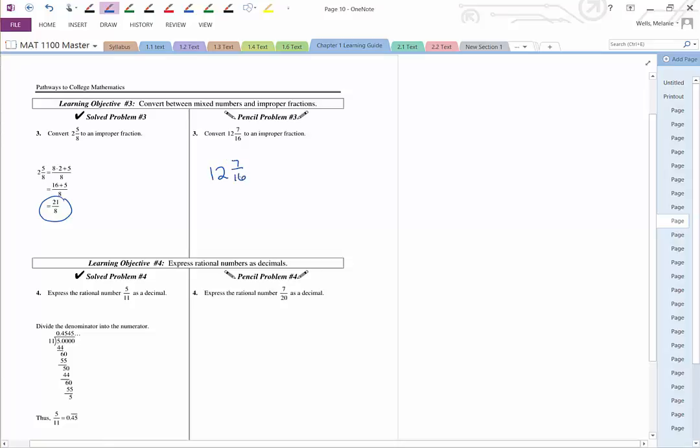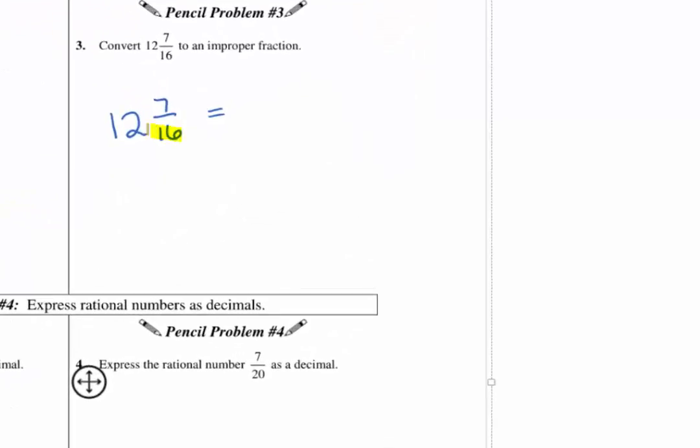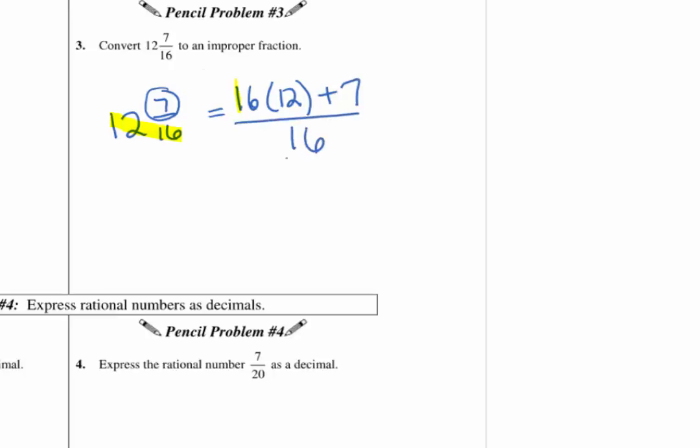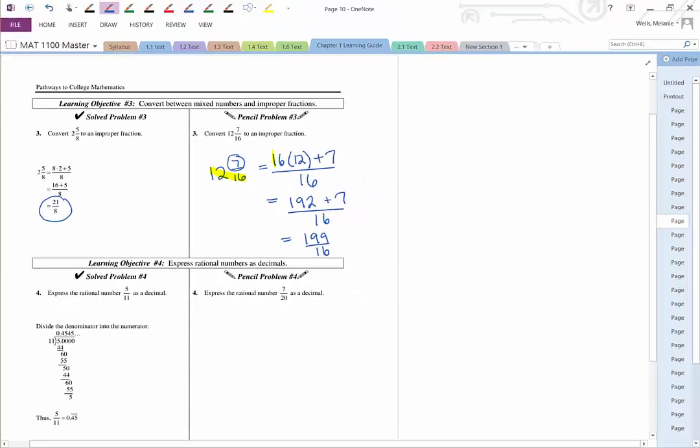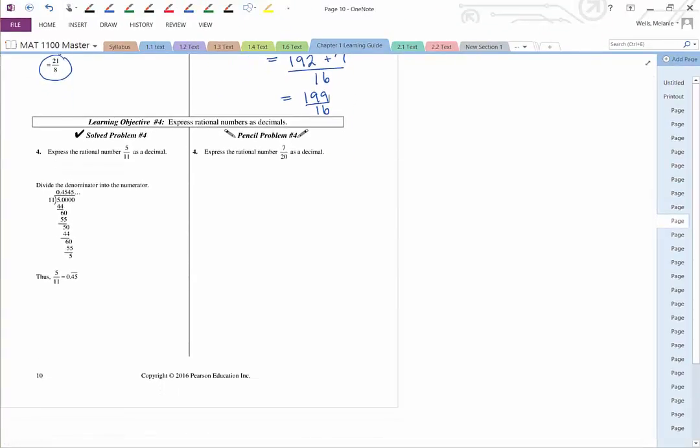So 12 and 7/16. The first thing that I'll do is multiply 16 times 12. So I'll have 16 times 12, and then we'll add the 7 to it, all over that same denominator of 16. Okay, so if I do 16 times 12, that's 192, plus 7 over 16 would be 199 over 16. Okay, pencil problem number 4.